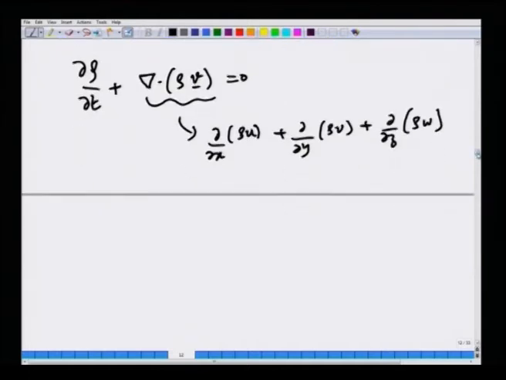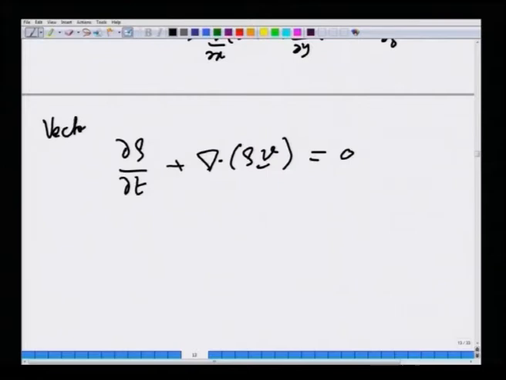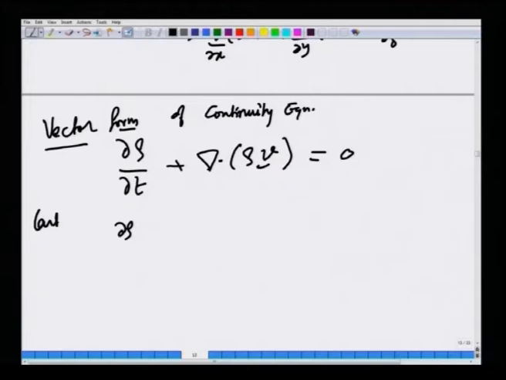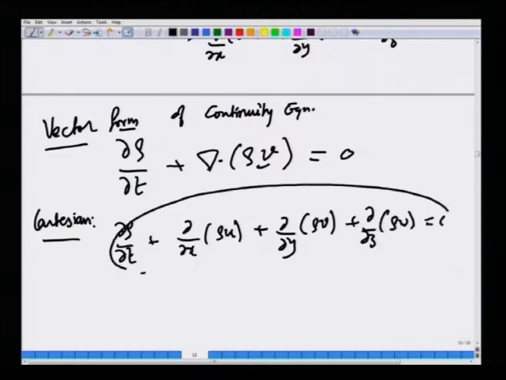So, this is a compact form of the continuity equation, d rho dt plus del dot rho v is 0. This is called the vector form of continuity equation. Now, what is the advantage of the vector form written like this and the component form written before? The component form for Cartesian coordinates is d rho dt plus d dx of rho u plus d dy of rho v plus d dz of rho w is 0. This form is valid only for a Cartesian coordinate system.